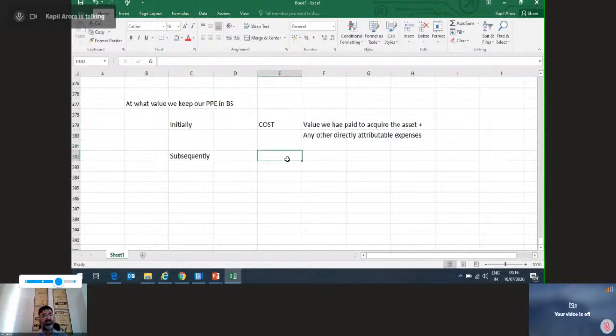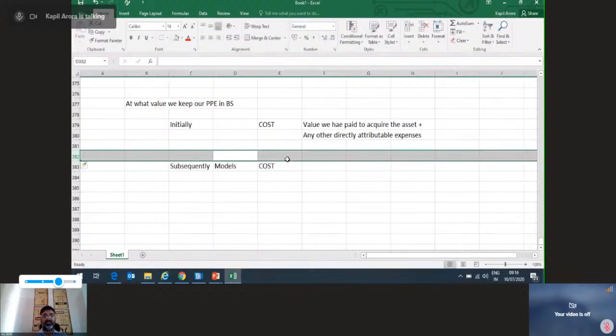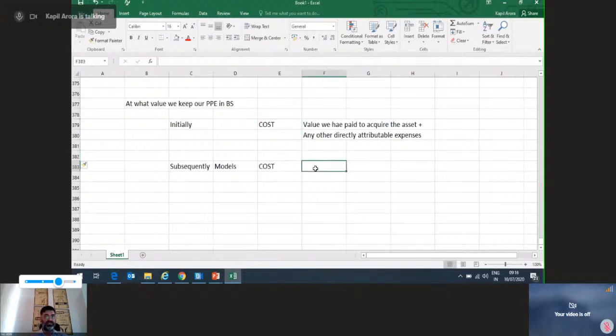Subsequently, we follow the models. The models are known as either the cost model, which is the value here, the initial cost minus depreciation. Right? Year on year, I keep it at cost minus depreciation. Or another model which is there is known as the revaluation model.